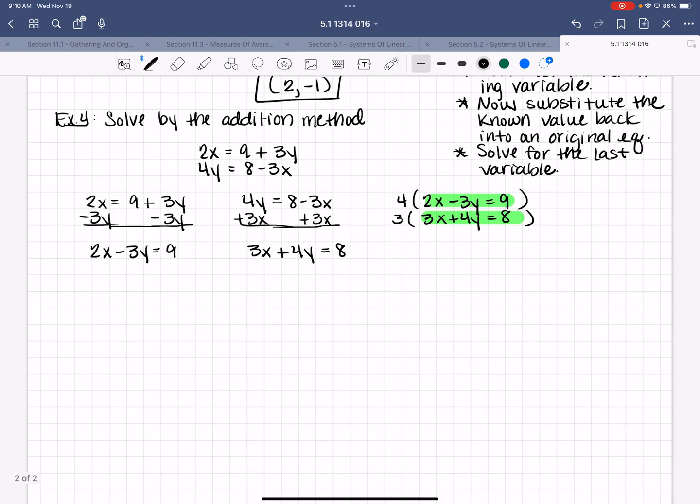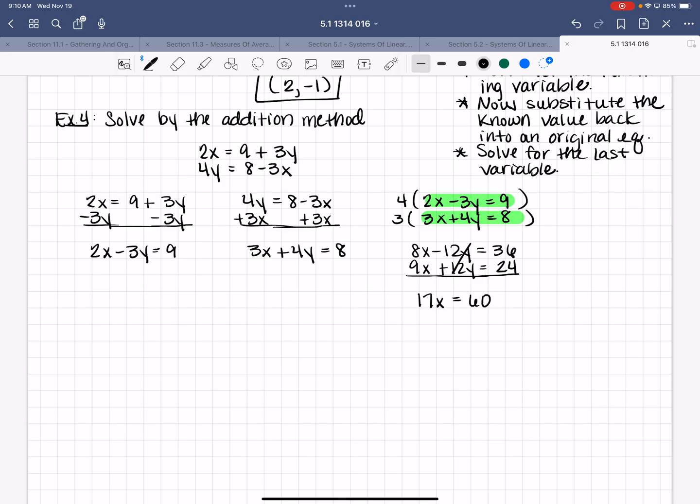All right, so this is going to give me 8x minus 12y equals 36, and then I get 9x plus 12y equals 24. Now it looks lots better. We're ready to add them together. Well, the 8 and the 9 give me 17x, right? Those y's are going to go away. They zero out. Equals 36 and 24 are going to give me what, 60?